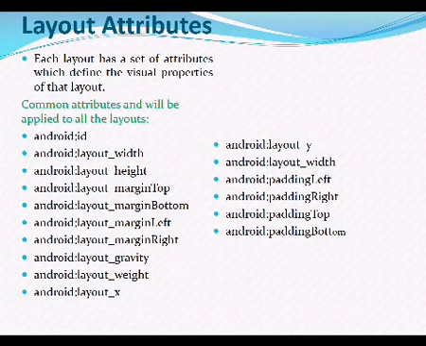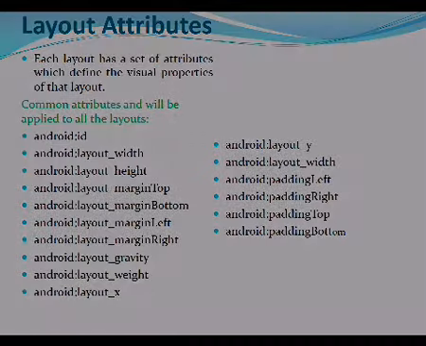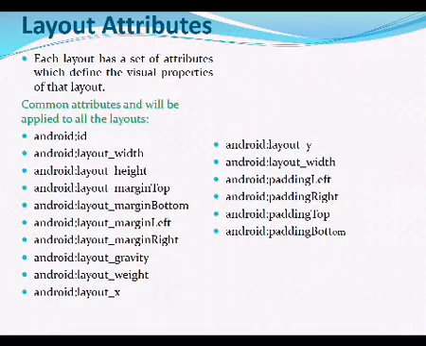So android:id. This is the ID which uniquely identifies the view. So if we declare a button, we can give an ID for that button also. So it uniquely identifies that view. Next, android:layout_width. This is used to define the width of the layout, and layout height is used to define the height of the layout.